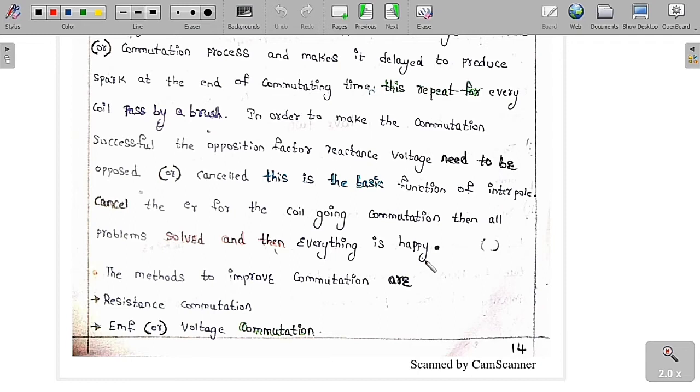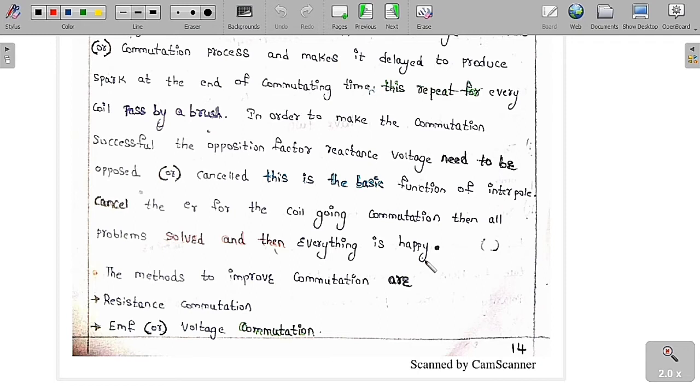This repeats for every coil which passes by a brush. In order to make the commutation successful, the opposing factor, the reactance voltage, needs to be opposed or cancelled. This is the basic function of the interpole. It cancels the reactance voltage ER for the coil undergoing commutation, then all the problems are solved. So in the commutation time itself, the current should reverse its direction while the coil is short circuited. If it happens in time Tc, the commutation is successful. Otherwise, it is said to be a commutation failure.